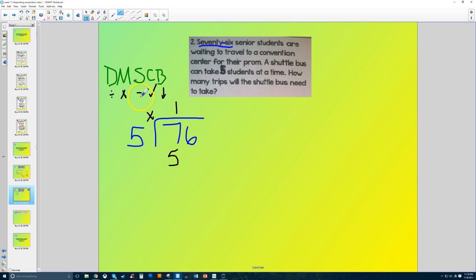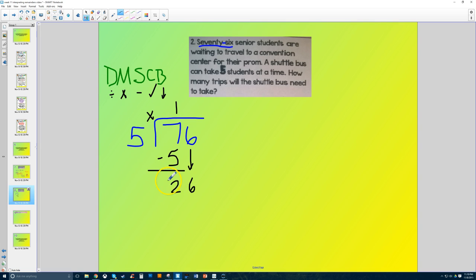Now I'm going to move on to the third step, which is subtract. 7 minus 5 is 2. My check step is to make sure that difference that I just created is less than my divisor. And it is. So I'm going to answer yes to my check, meaning that I can move on to bring down. So I'm going to bring down my 6.